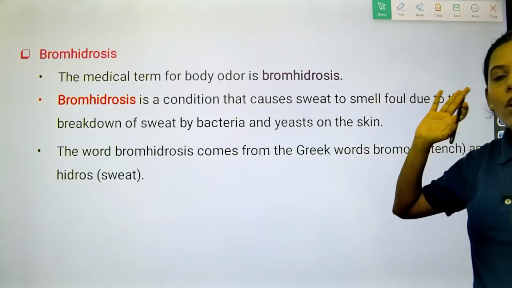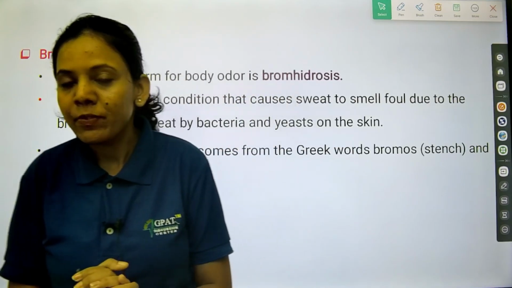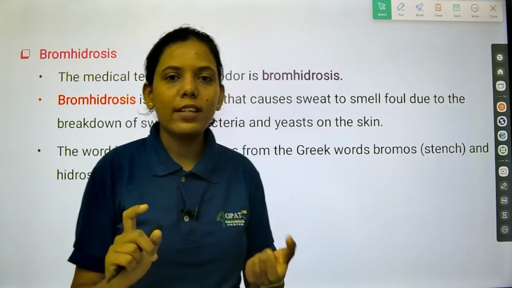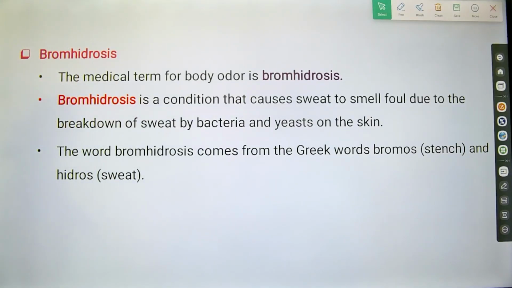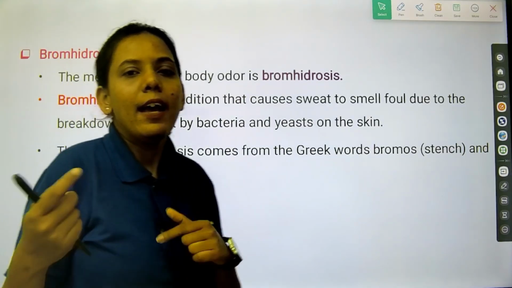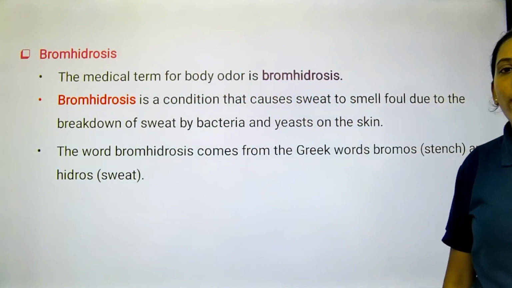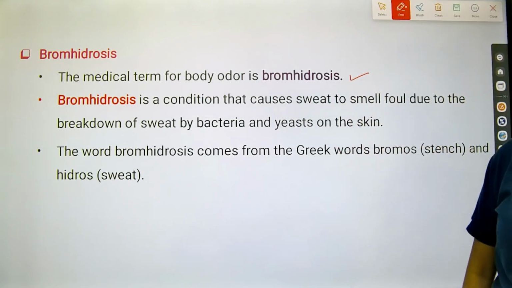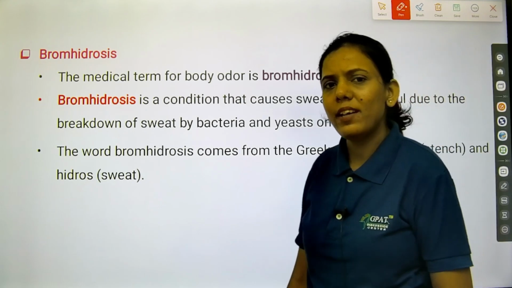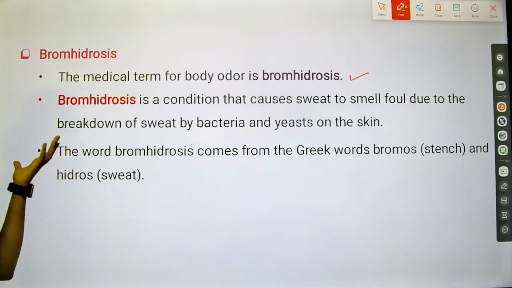So that was all about the cosmetics related products that we have seen. There are some important terminologies that I would like to discuss regarding cosmetics. First is bromhidrosis. Sometimes in your MCQ you may get this type of question, like what is bromhidrosis. Bromhidrosis is the medical term for body odor. BB, you can remember, it is easy. Bromhidrosis is nothing but body odor. It is a condition which causes the sweat to smell.